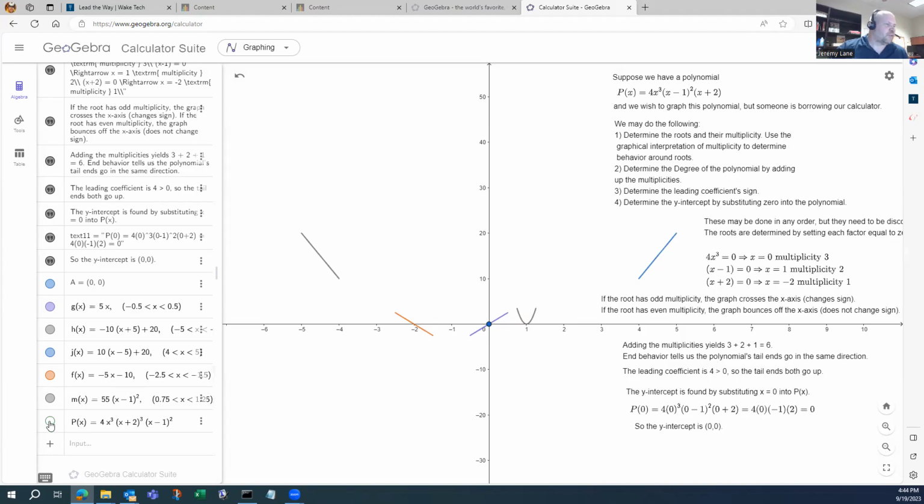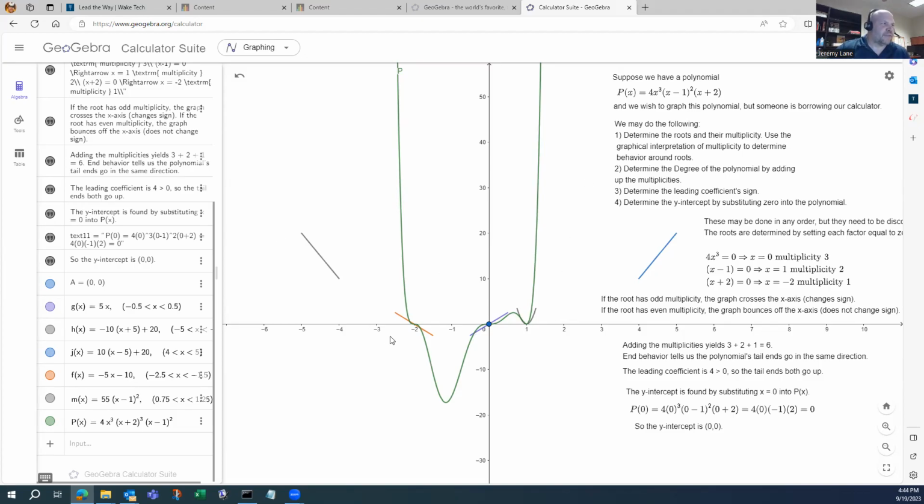So if we look at the actual graph of the polynomial, we can see that our behaviors are still pretty accurate, okay? So we started in the second, we crossed at negative 2, we eventually cross at 0 again, we bounce off at x equals 1, and then we shoot off to the first quadrant toward infinity as the end behavior implies.